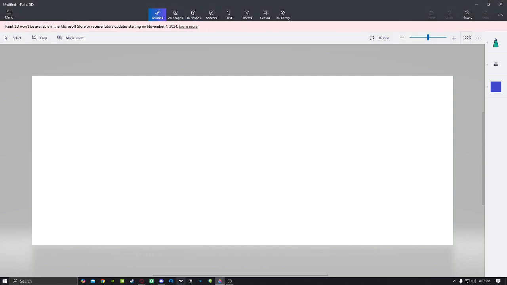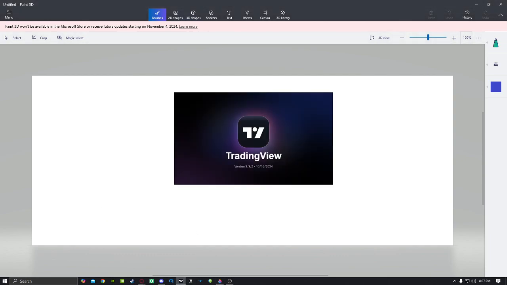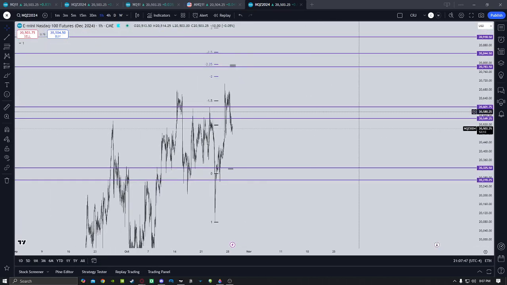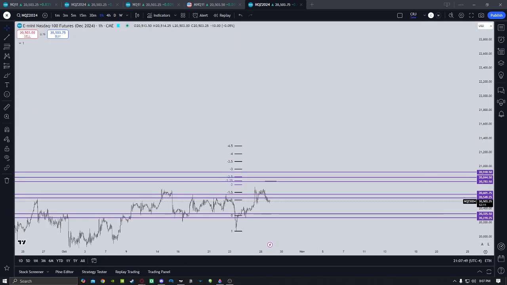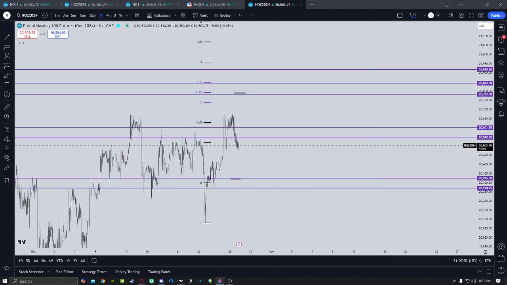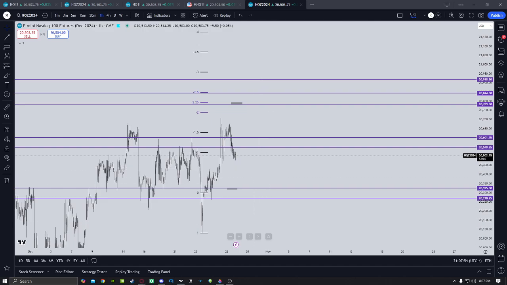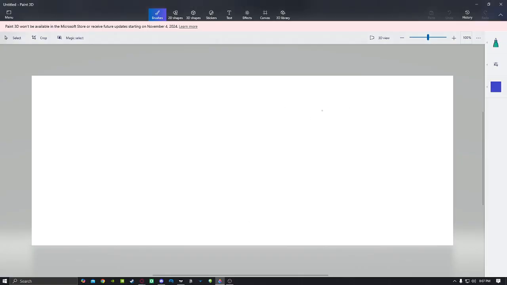I'm going to put up my TradingView. Alright, look, this is how the market moves. Let's say you have three prices, and I'm going to give you the example I gave to my dad, because my dad owns a gold and silver shop.